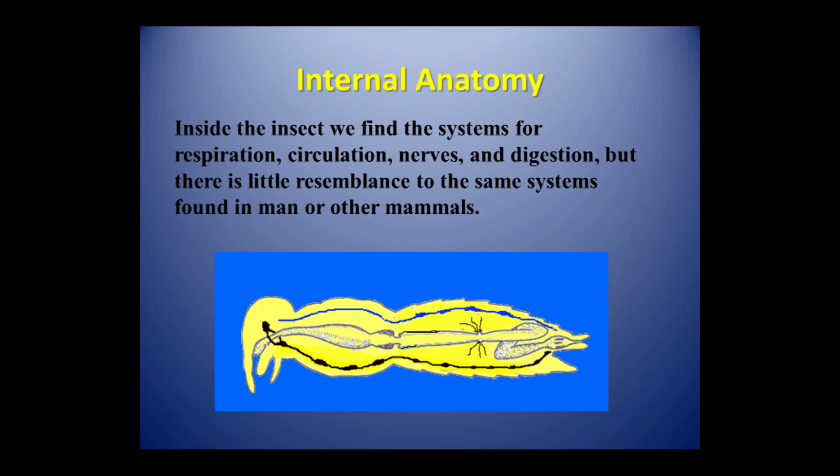Next slide. All right, as far as the internal anatomy goes, we can see here some of the main structures. The blue tube that runs across the top is the dorsal aorta, and that's where blood is circulated. The center tube that runs from head to tail is the digestive tract. And then down below is a two-lobed brain, and then it runs ventrally, and it has these little clusters of cells called ganglia. And ganglia will control certain groups of muscles for walking and flying and so forth.